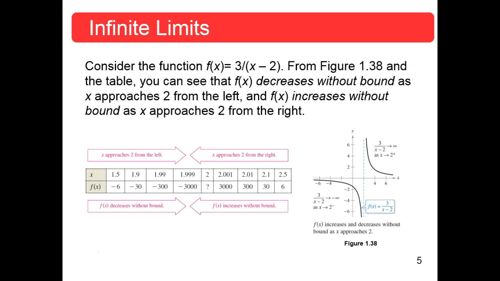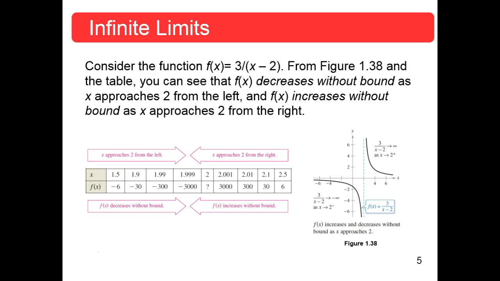You can see that f(x) decreases without bound as x approaches 2 from the left, and approaches positive infinity as x approaches 2 from the right, okay? Increases without bound. Decreases without bound here, increases without bound there. So if it increases or decreases without bound, how can you talk about a limit? I mean, it just seems ridiculous to try to talk about a limit, okay?